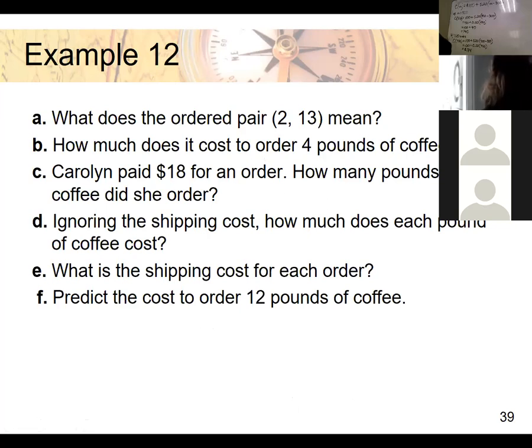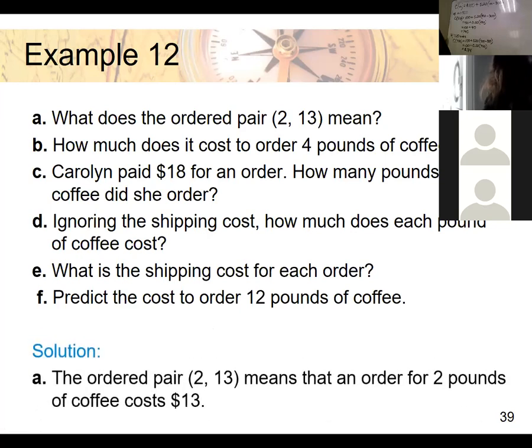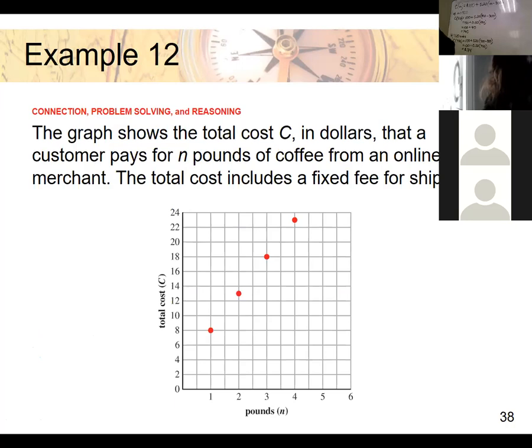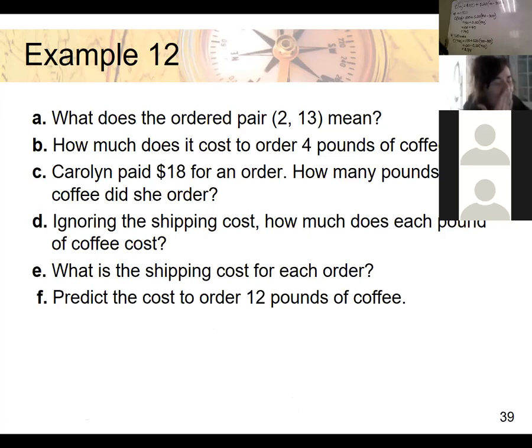And then the next question is, how much does it cost to order 4 pounds of coffee? Now we can get that from the graph as well. So here, if we look at that graph, 4 pounds of coffee, that's your N, it'd be $23 because that point is halfway between 22 and 24. So here, that represents $23 for 4 pounds of coffee.